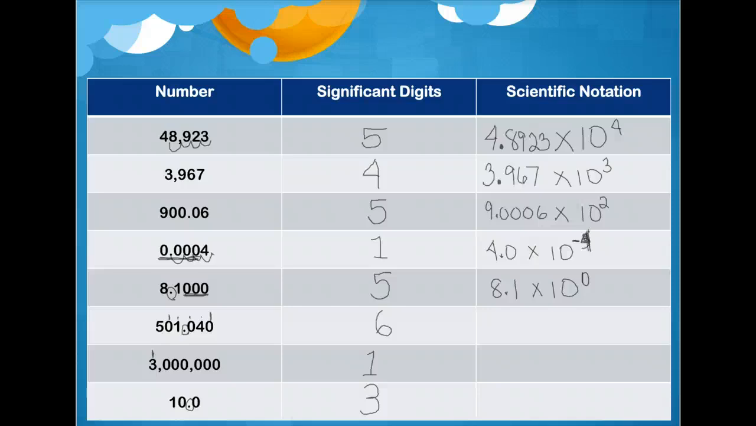Okay, this next one has 6 significant digits, so it's 5.01040 times 10 to the 2nd power. Okay, and this next one, 3.0 times 10 to the 6th power. And finally, 1.0 times 10 to the 1st power. Okay?